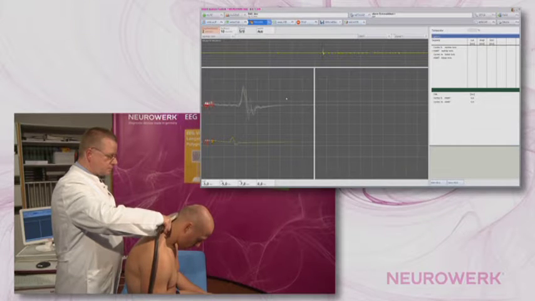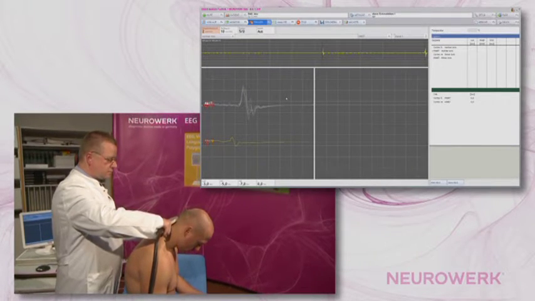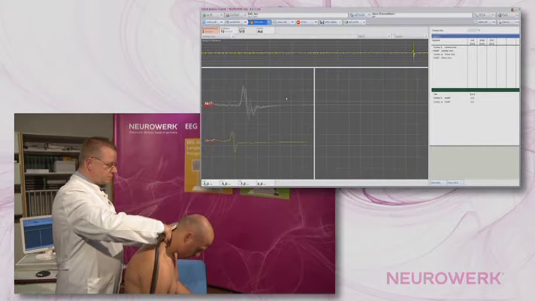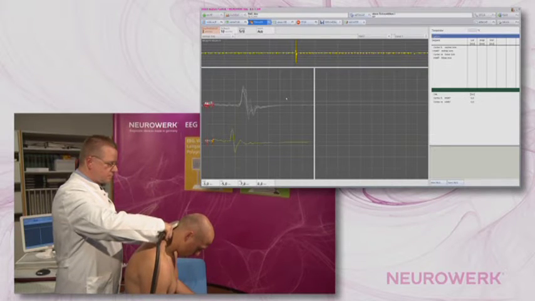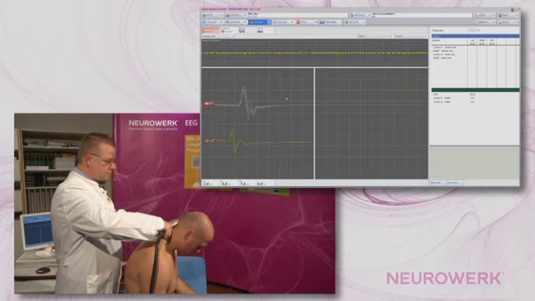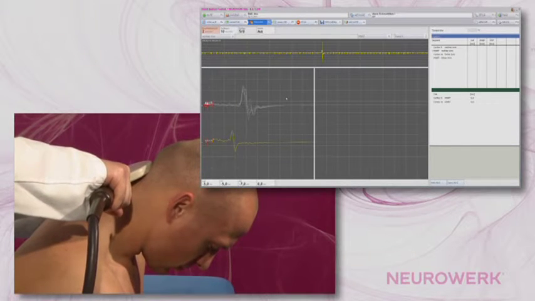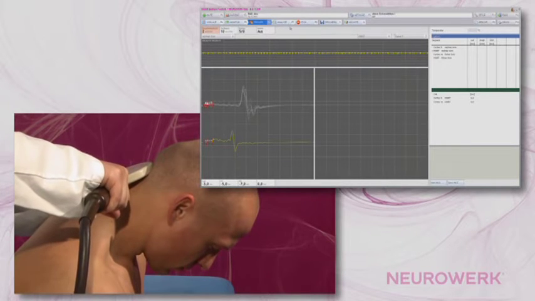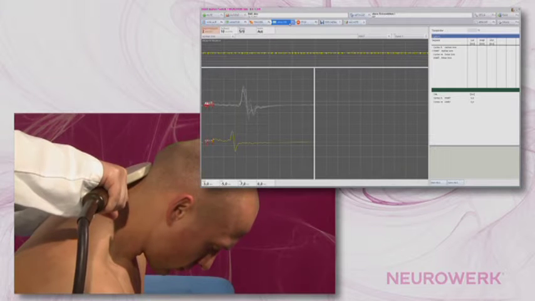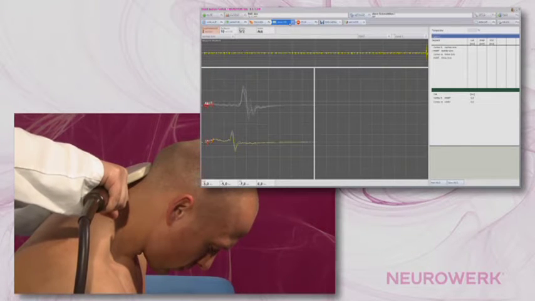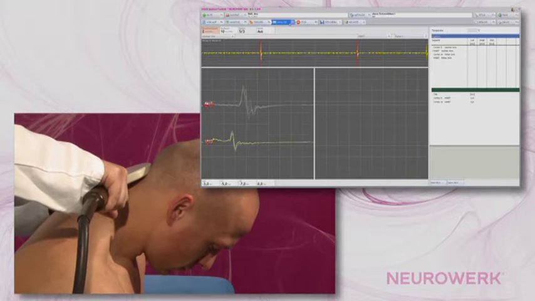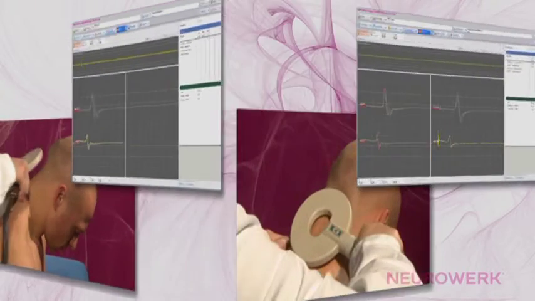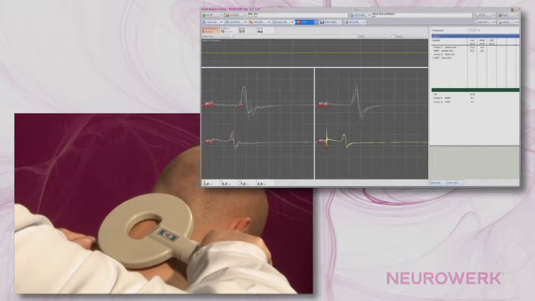Subsequently, the stimulation takes place at the level of the 7th cervical vertebra. Therefore, the patient should relax the target muscle, that is, the recording takes place here without pre-innervation of the muscle. A further 4 to 5 potentials are recorded here.